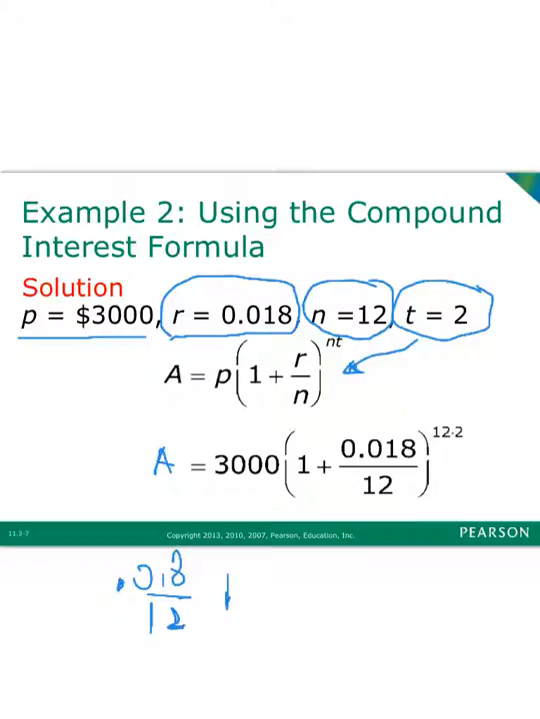Then you would add 1. And then once you have that result, you would take 1 plus that new result that you got, right? And then you would raise it, using the caret symbol, to the power of 24. And you say, well, why 24? Well, 12 times 2 is 24. Once you have that result, then you multiply it by the 3,000.